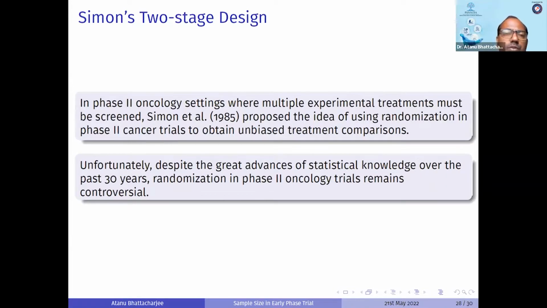In the phase 2 oncology setting, where multiple experimental treatments must be screened, Simon et al. proposed the idea of using randomization in phase 2 clinical trials to obtain unbiased treatment comparison. Unfortunately, despite several years, randomization in phase 2 trials remains controversial.